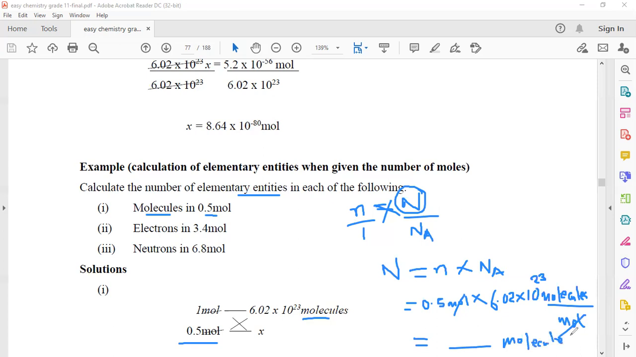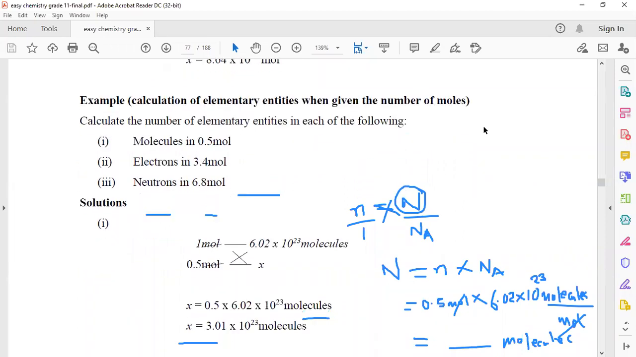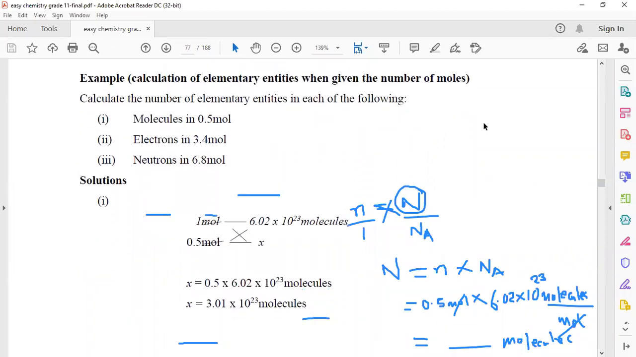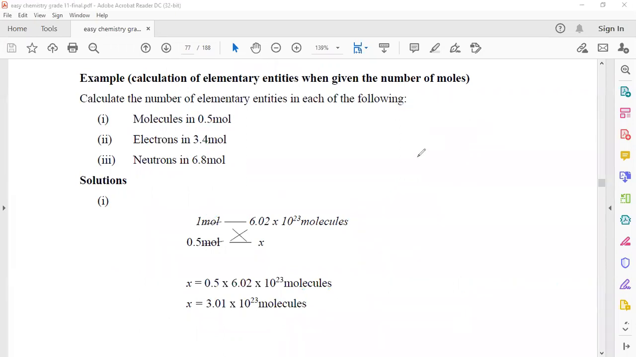So it's just a manipulation. Once you know this formula, then you can manipulate and find whatever you're looking for. You can find the number of moles, you can find the number of elementary entities. So what is important is knowing how to manipulate the formula based on what is given. So here we found the number of molecules by just multiplying.